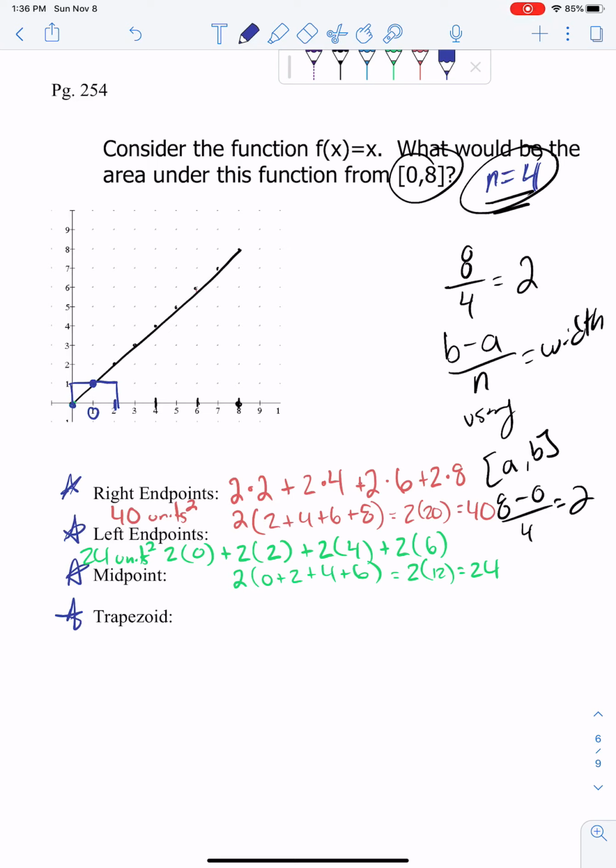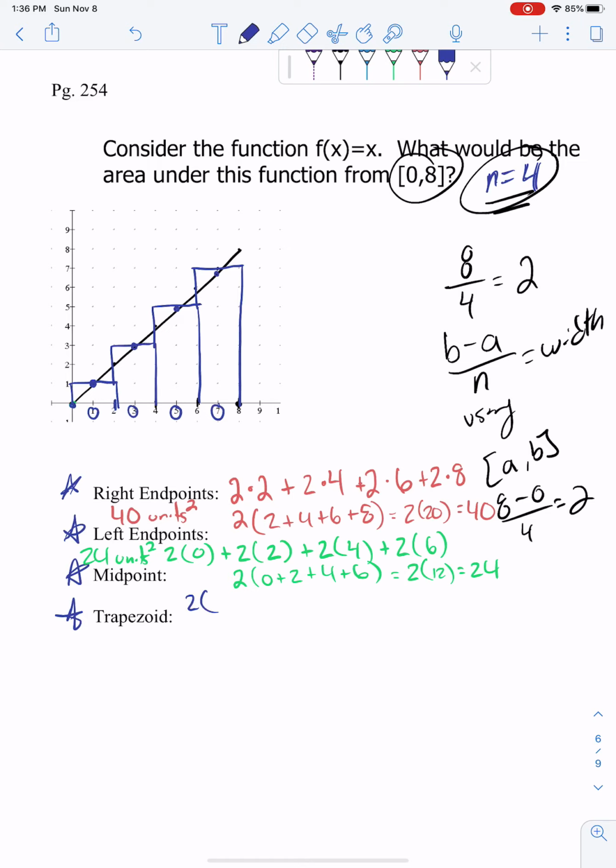From 2 to 4, my midpoint is 3. So that's where the height of my rectangle is going to go. From 4 to 6, my midpoint is 5. So that's where that height's going to go. And from 6 to 8, my midpoint is 7. So that's where that rectangle's height is going to go. So for this one, they're all still 2 wide. Every one of these rectangles is 2 wide.